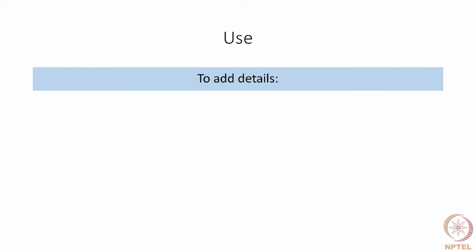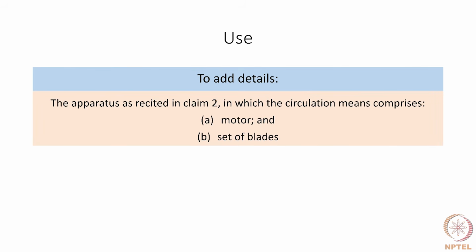An example of how we add details. An apparatus as recited in claim 2, in which the circulation means comprises a motor and a set of blades. So the circulation was not described in the earlier claim. Here the "in which" transition describes the circulation.